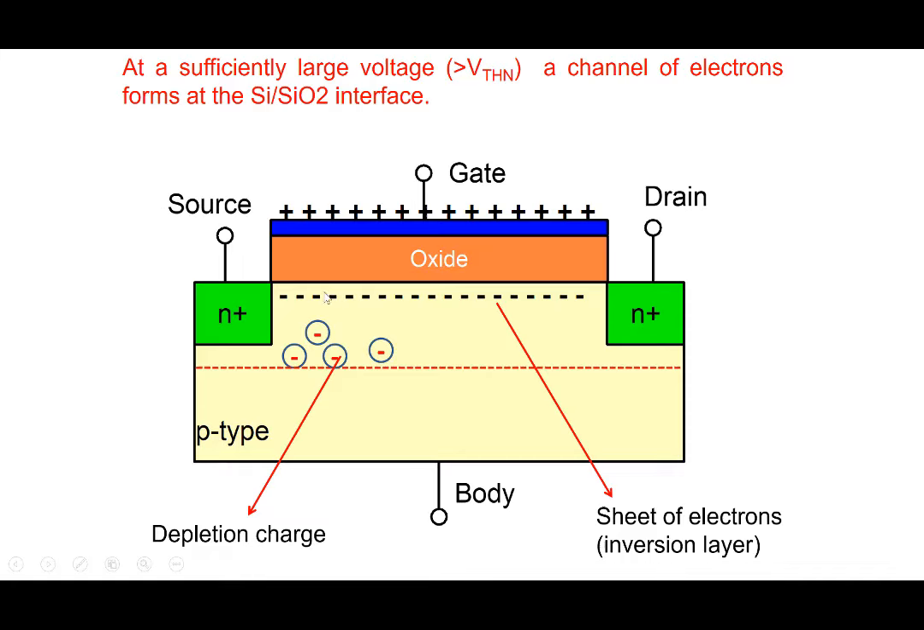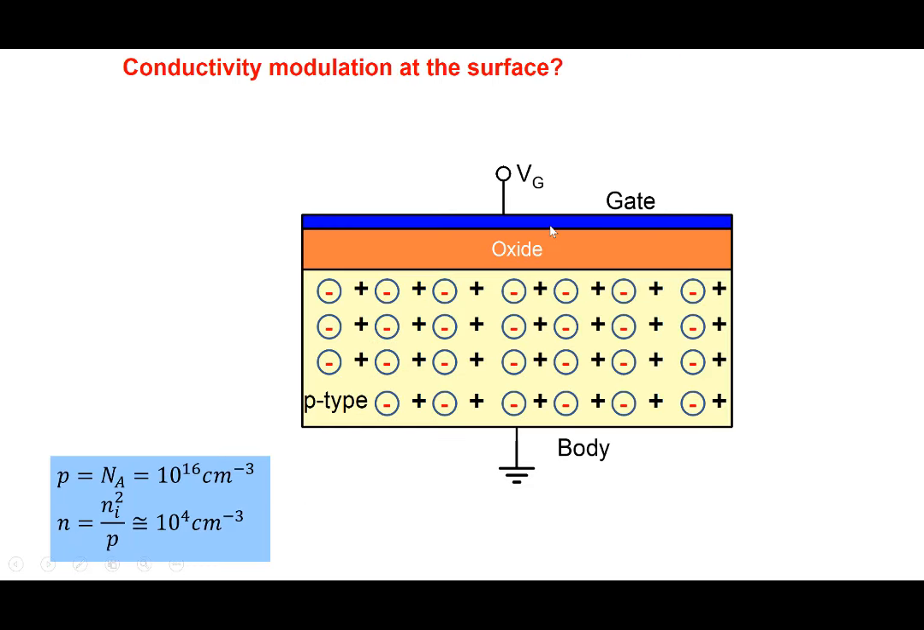And note that this sheet of electrons that we create, we also call it an inversion layer, because in a p-type semiconductor, the number of holes is much larger than the number of electrons. But at the surface, if you apply a sufficiently large voltage, you have created a layer where the number of electrons is much larger than the number of holes, because all the holes have been pushed away and the number of electrons has increased. So you have inverted the polarity. It was p-type, but you have made the surface n-type, and that's why it's called the inversion layer, this sheet of electrons. So let's look at this process in a little bit more detail.